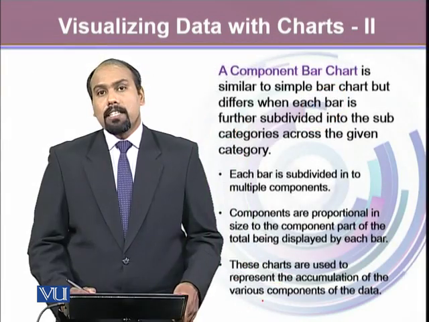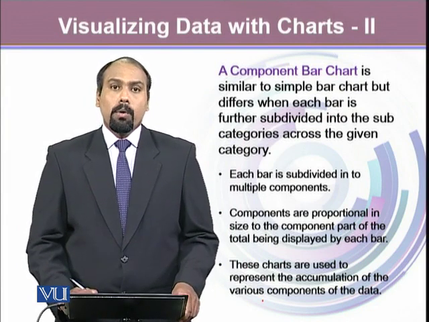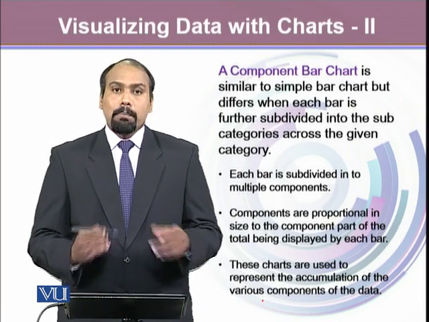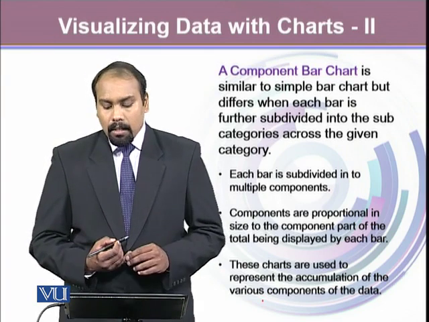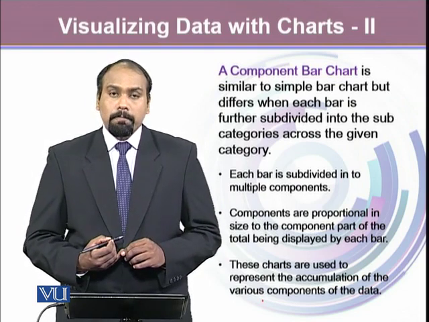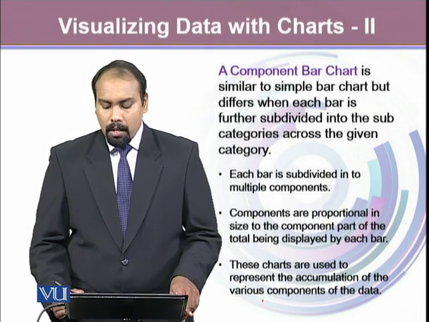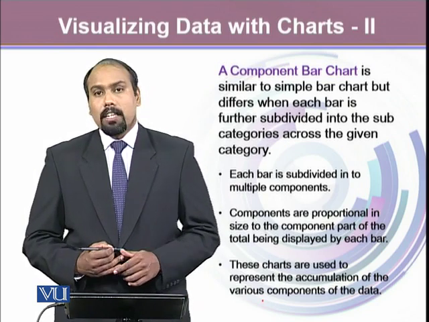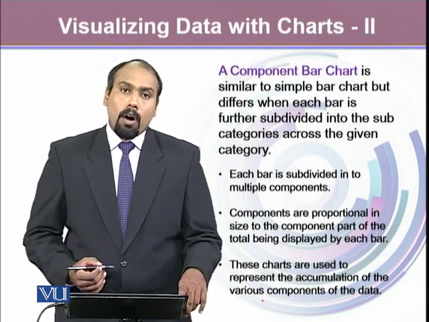A component bar chart is another type of bar chart that we can use if we want to view two or more variables, where each bar is further subdivided into subcategories across the given category. In a component bar chart, each bar is subdivided into multiple components. Moreover, components are proportional in size to the part of the total displayed by each bar. And lastly, these charts are used to represent the accumulation of the various components of the data.